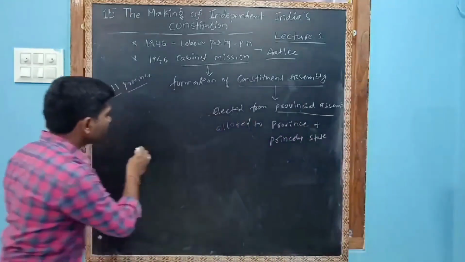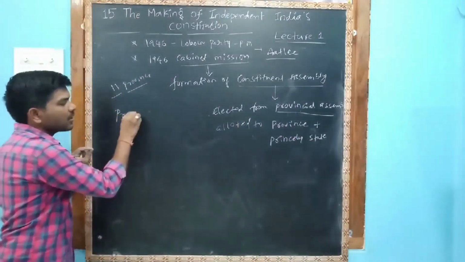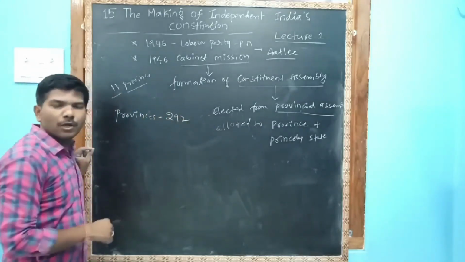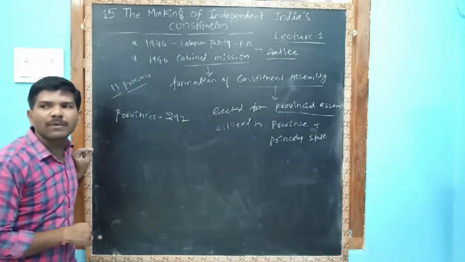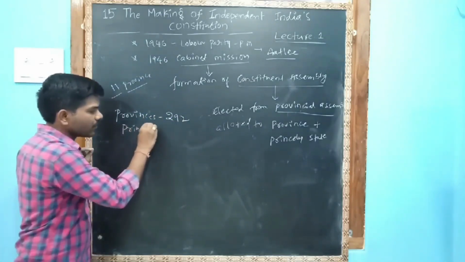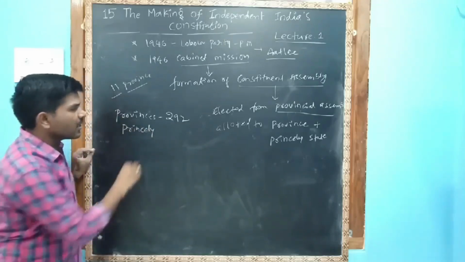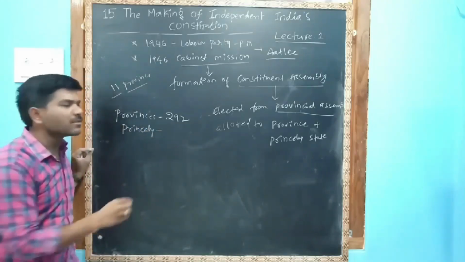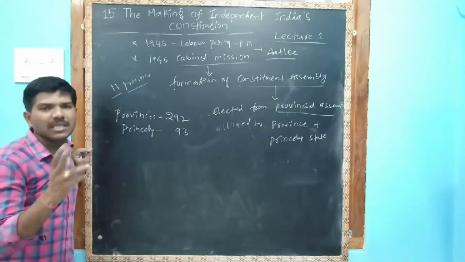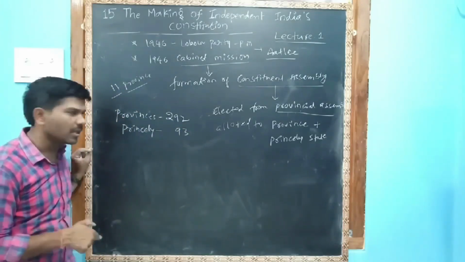Let us see, from the provinces, 292 members were elected. From the princely states, very few members were elected. 93 members were elected, because there were very few princely states at the time.